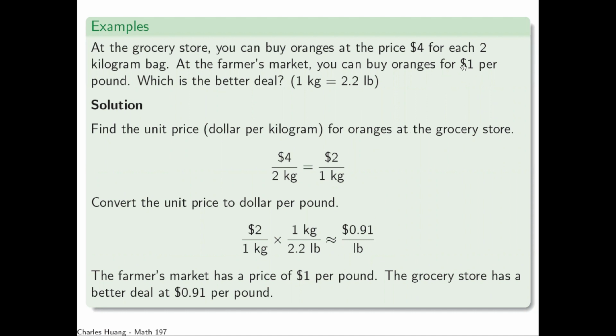Now at the farmer's market, it's $1 per pound. So $0.91 per pound is cheaper, right? It's a smaller number.